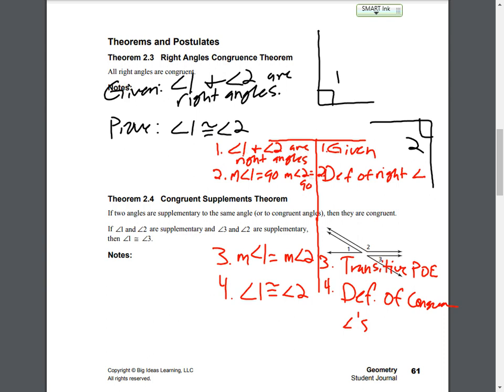We had our given. We turn those angles into the measure. So the measure of angle 1 equals 90 degrees, the measure of angle 2 equals 90 degrees. That's the definition of a right angle. We then said the measure of angle 1 is equal to the measure of angle 2. Therefore, angle 1 is congruent to angle 2. Why do we have the measure and why do we just have the angle? Why are we switching that up? And I will explain that right now.